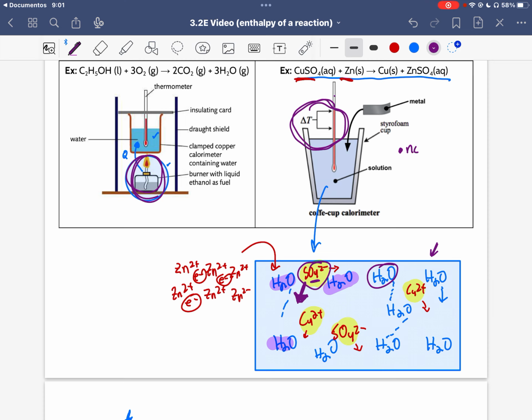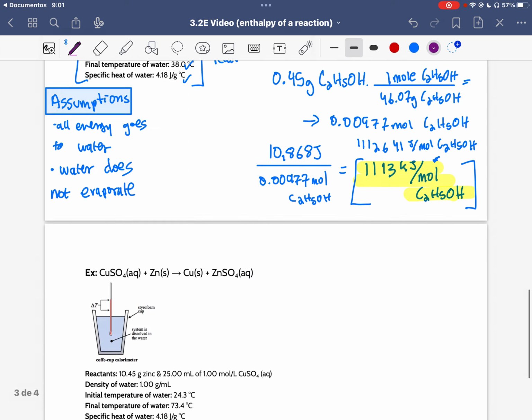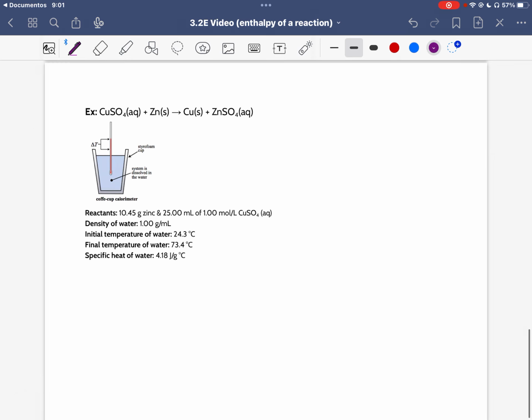And so I'm assuming that I get no heat loss to the environment. All of the heat that comes out of the reaction is going into the water. And that's why I need an insulated container here. This is often called coffee cup calorimetry because it can be done in a styrofoam coffee cup, which is really insulating. All right, so what would this look like? Here's another example. I have my reactants here, and I have some information about my water. And of course, we know the system is dissolved in the water. There's a few more assumptions that we have to make here.